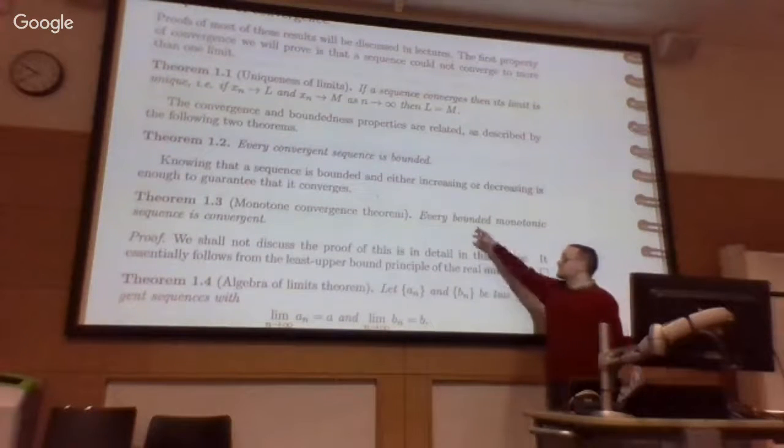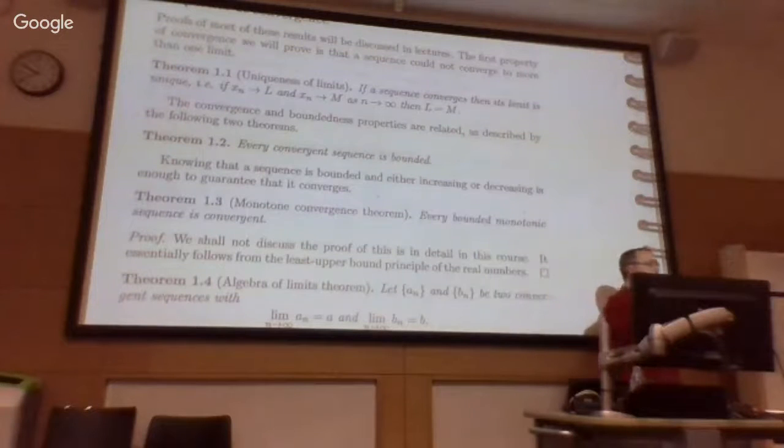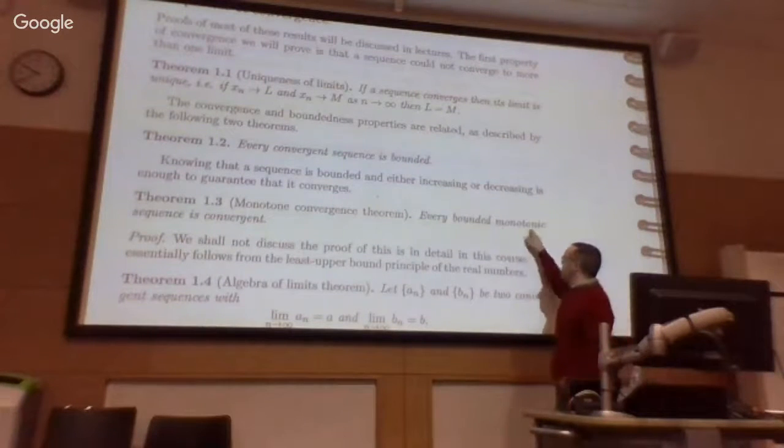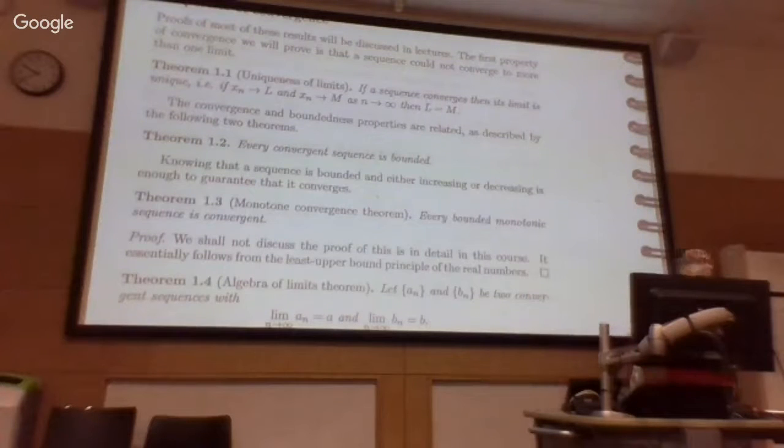Well, we know what a bounded sequence is. A bounded sequence is one which never strays beyond certain limits on the number line. It's contained in some size of interval. Monotonic, remember that a monotonic sequence is one that is either increasing all the time or decreasing.